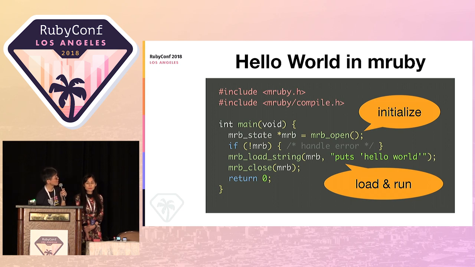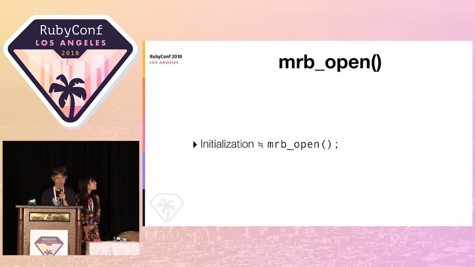The function mrb_open here is the initialization of mruby itself. The next if statement is exception handling for when initialization fails, and the next function, mrb_load_string, reads and executes Ruby scripts given as character strings, like puts hello world. That is, mrb_open is the initialization process that we are targeting here.